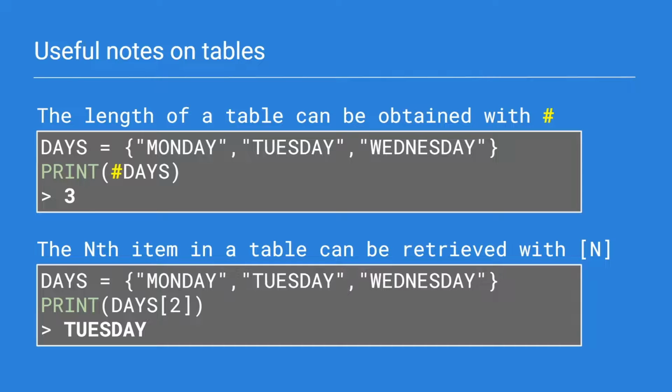The nth element of a table can also be retrieved using brackets. As we redefine in the snippet below the same table, days equals Monday, Tuesday, and Wednesday, we can retrieve the second element of the table simply by providing days and then 2 in brackets. This will return the text Tuesday, as it is the second element inside our table. It's important to note that in Lua, table counting starts at 1 and not at 0, like in other languages.